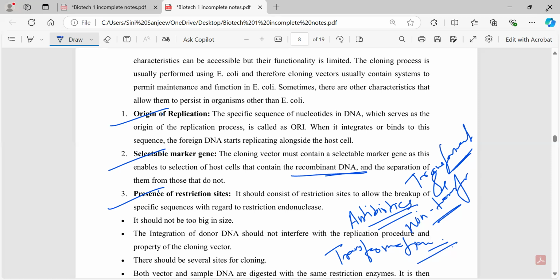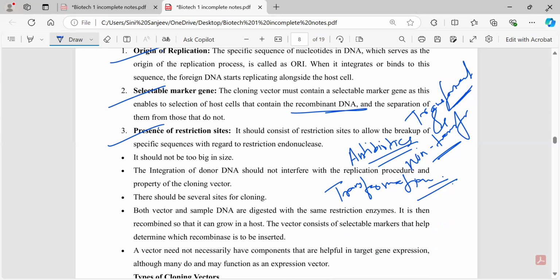Then next you have the presence of a restriction site. Now, there are certain characteristics that you should follow in order for your restriction enzyme to cut at that particular sequence. I gave you an example of EcoRI, right? EcoRI just cuts on that particular palindromic sequence, between G and A.